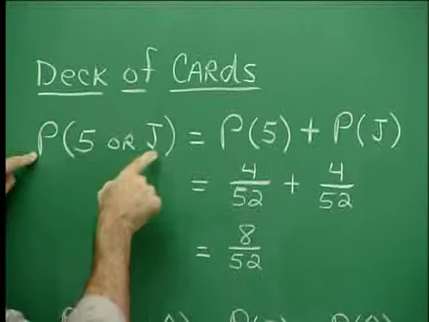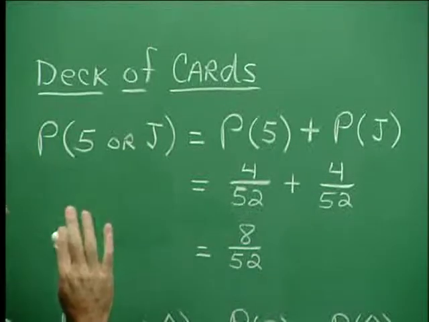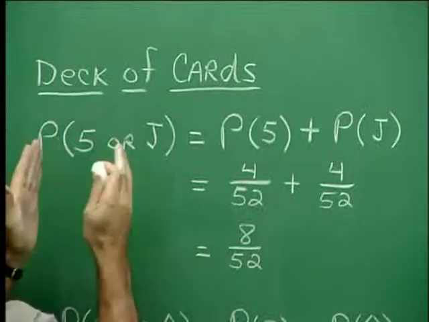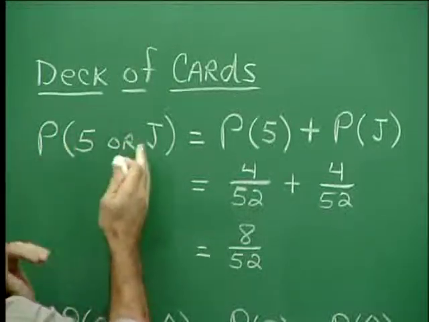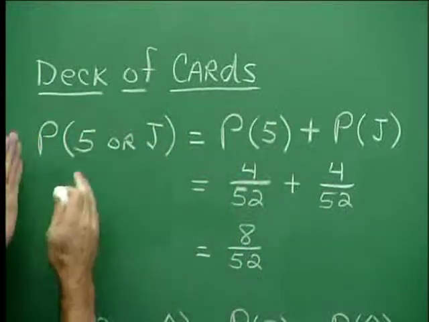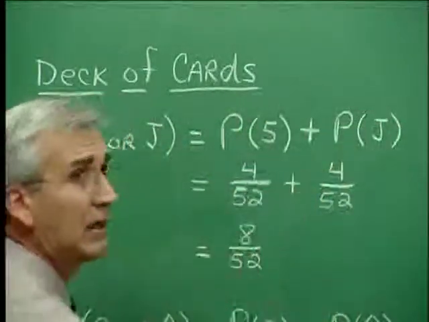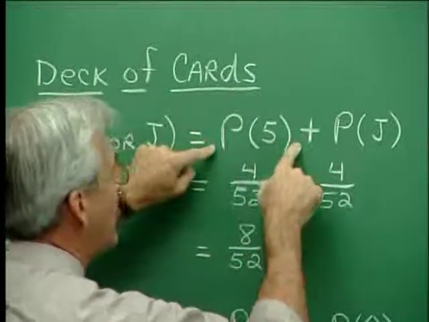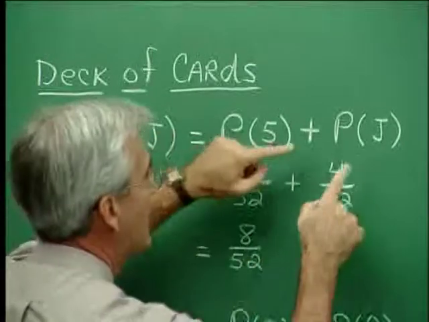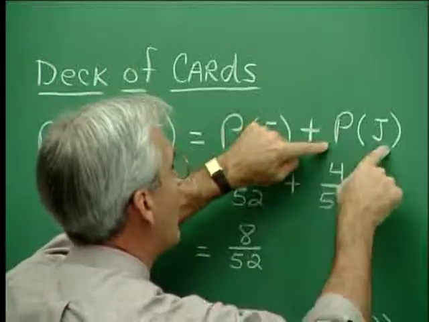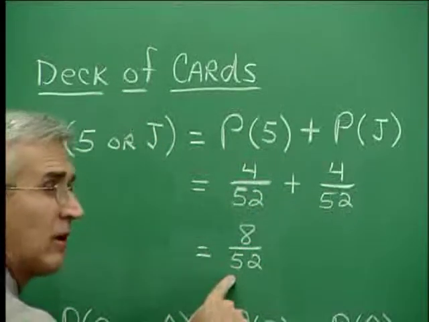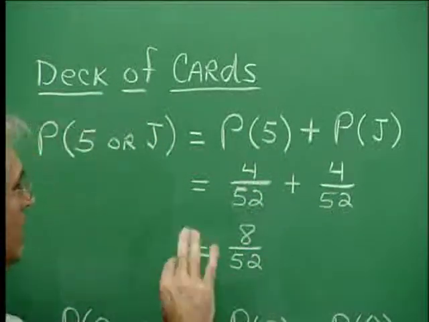Now, one way to make the calculation is like this. We can just add the separate probabilities of the 5 and the jack. That is, let's find the probability of drawing a 5 and add the probability of drawing a jack. Since there are 4 5s in the deck, the probability of drawing a 5 would be 4 in 52. Same idea with the jack. There are 4 jacks, so the probability of drawing a jack would be 4 in 52. Adding, we get 8 in 52, 8 over 52. We could reduce a bit, but let's not worry about that.